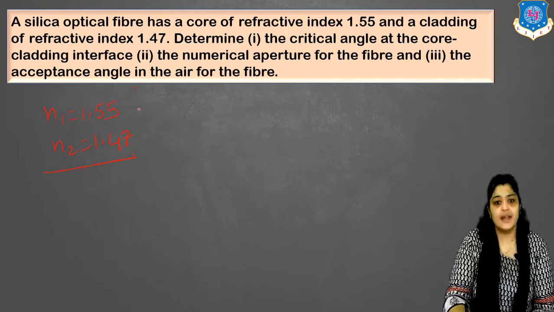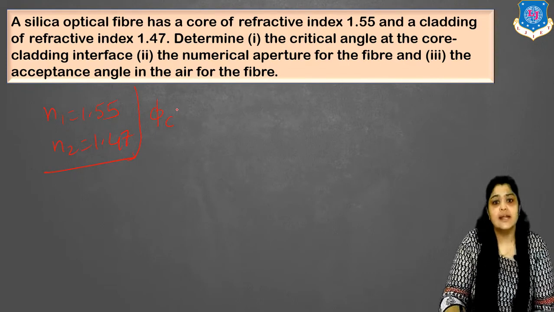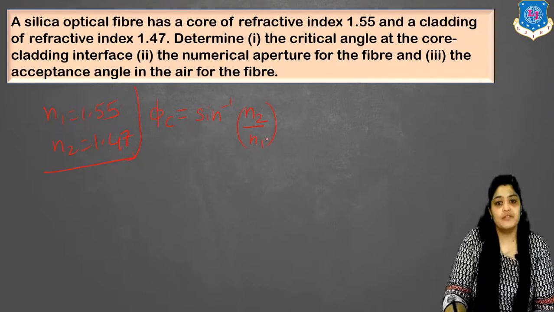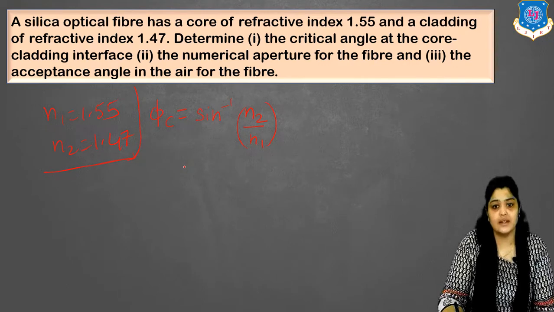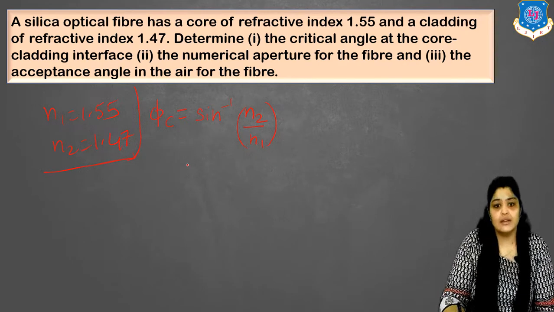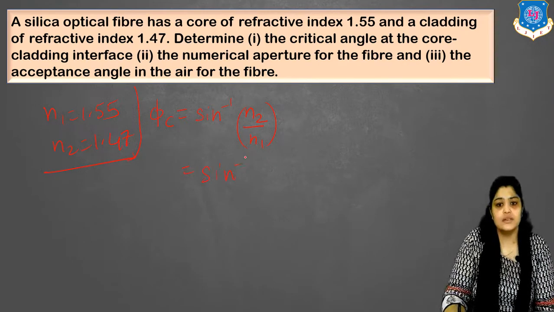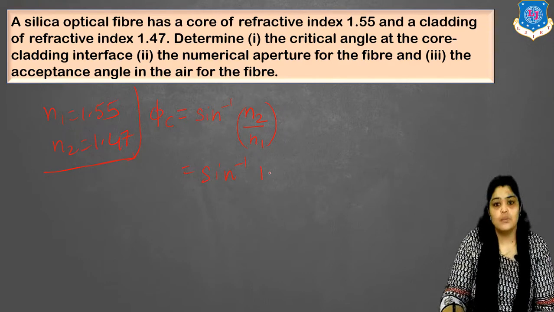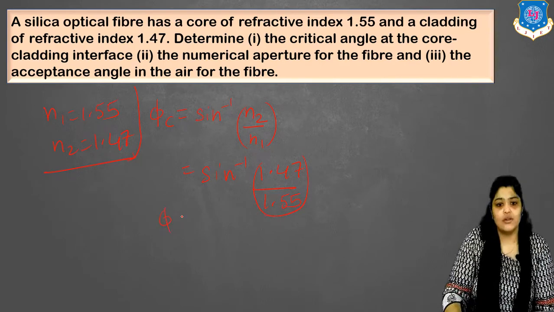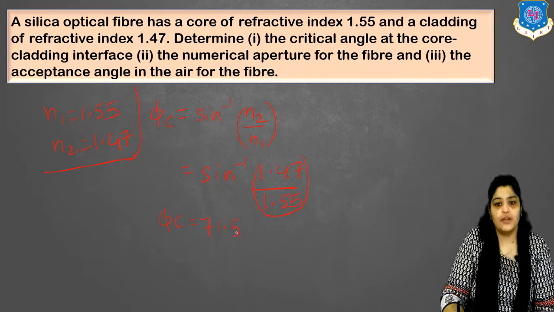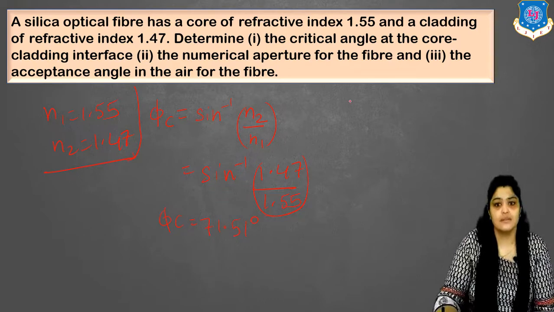So let's first find out the value of phi c. Phi c is the critical angle. It is denoted as sine inverse of N2 by N1, where N2 is the refractive index of cladding and N1 is the refractive index of core. And you have sine inverse of 1.47 divided by 1.55, and this gives the answer of phi c as 21.51 degrees.